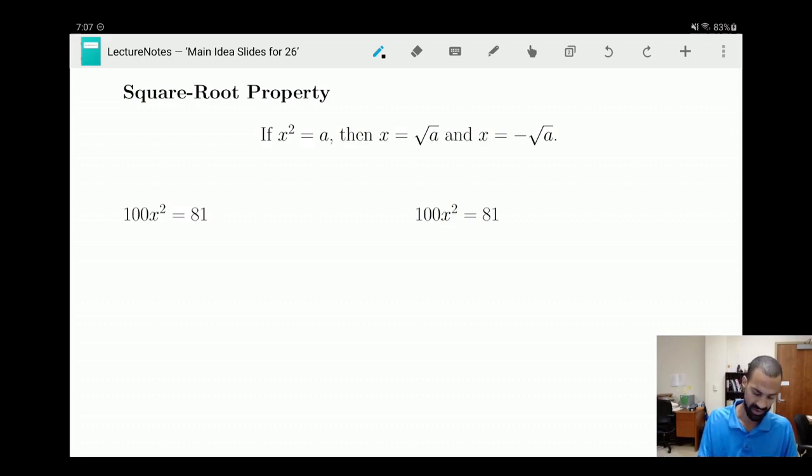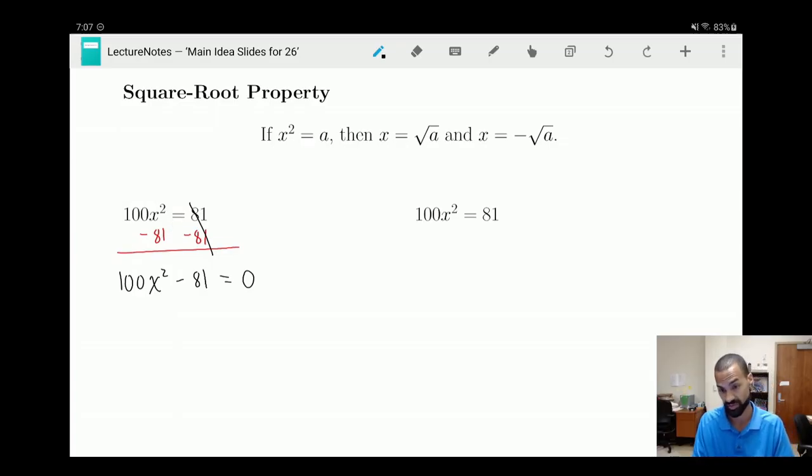So if I'm trying to solve 100x squared minus 81, the first thing I need to do is make sure it's equal to 0. So I'm going to subtract 81 from both sides. Again, if you're dealing with a quadratic, you want it equal to 0. In other words, if you have an x squared, get it equal to 0. 100x squared and 81 are not like terms, so I just brought them both down.